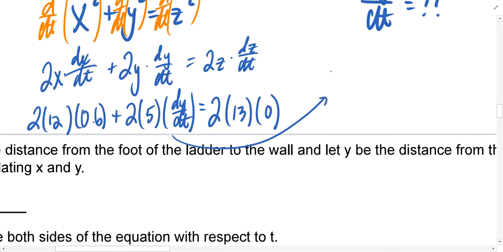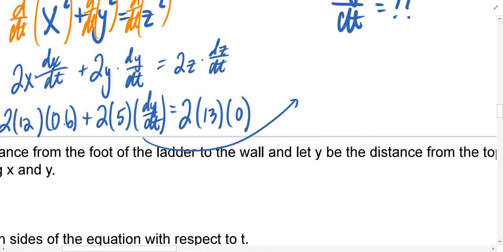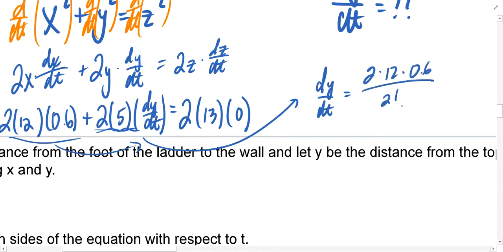And so we've got 0 on the right-hand side of the equation, because 2 times 13 times 0 will be 0. And we have 2 times 12 times 0.6 plus 2 times 5 times dy/dt on the left. If I move this component to the right side of the equation and then divide by 2 times 5, or divide by 10, then I'm going to be able to isolate dy/dt as 2 times 12 times 0.6 divided by 2 times 5. And I should have indicated that this was a negative number because I subtracted it from the left to the right-hand side.